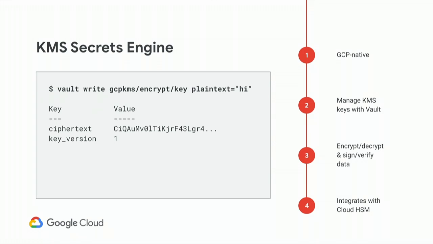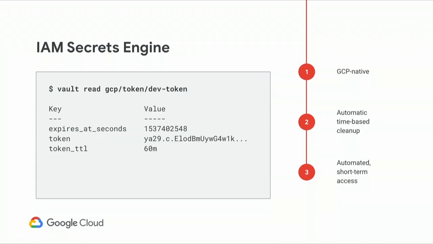So again, this is GCP native, integrates with Cloud HSM. You can manage your keys using Vault. You can use your existing policies and configurations in Vault. And you can encrypt, sign, verify, decrypt data using the Vault API. So instead of just showing you this on a slide, I figured I'd show you what this looks like. So with that, we'll jump over to the live demo.